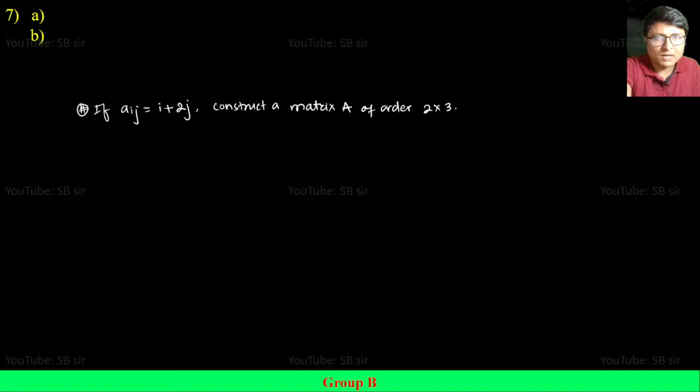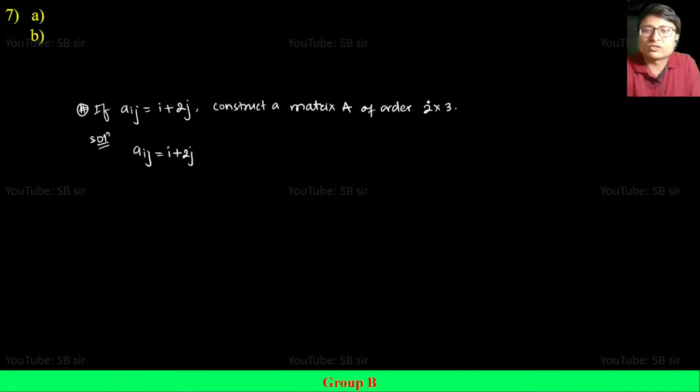Aij will be given. It might be defined either way, either i plus j or 2i minus 3j. So a lot of questions might be asked. The relation might be different, but the way of solving is the same. So how to solve that? Let's solve it. We have here Aij equals i plus 2j.